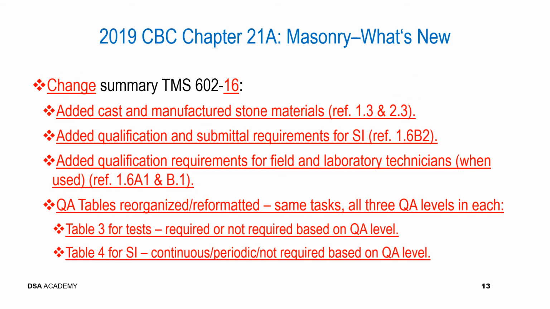What's new in TMS 602-16 is they have added cast and manufactured stone materials. They've added qualifications and submittal requirements for special inspection. They've added requirements for field and laboratory technicians, and they've organized and reformatted the QA tables. Table 3 is for tests. Table 4 is for special inspections.